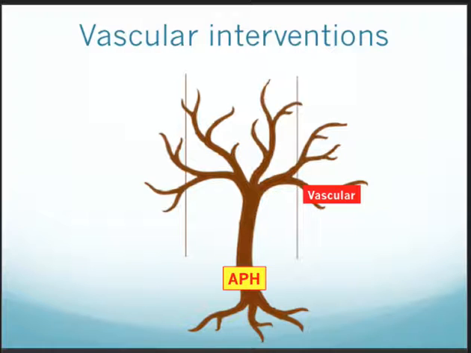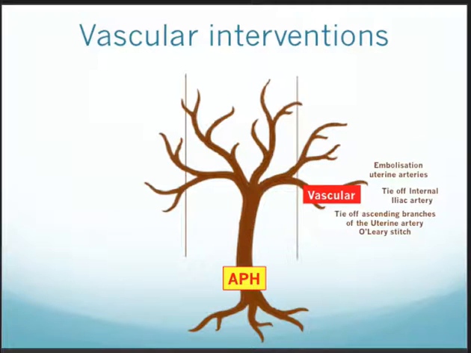If despite all measures, dealing with the tone, dealing with trauma and tissue, the patient keeps on bleeding, before we proceed to the definitive solution, which is a hysterectomy, we have a number of options available to tie blood vessels off or to close them off. That's embolization of the uterine arteries, that's tying off the internal iliac artery, tying off the ascending branches of the uterine artery by the so-called O'Leary stitch.